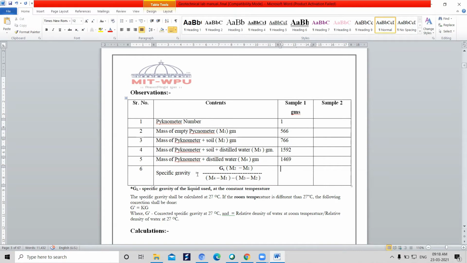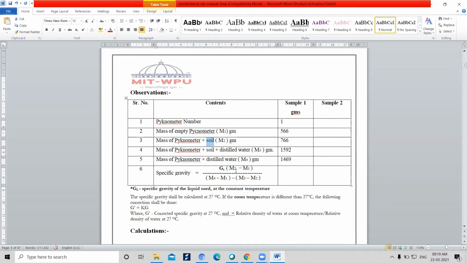Okay, now what you have to do is we'll be going with specific gravity equals to, it says, what does specific gravity say? Density of the object divided by density of the water, we will be calling it as. Right? Put up the values over here. This is M2 minus M1. What will M2 be? That is your pycnometer plus soil. Right?